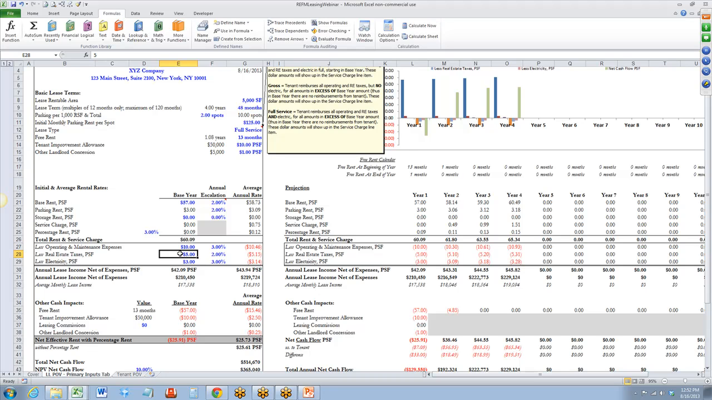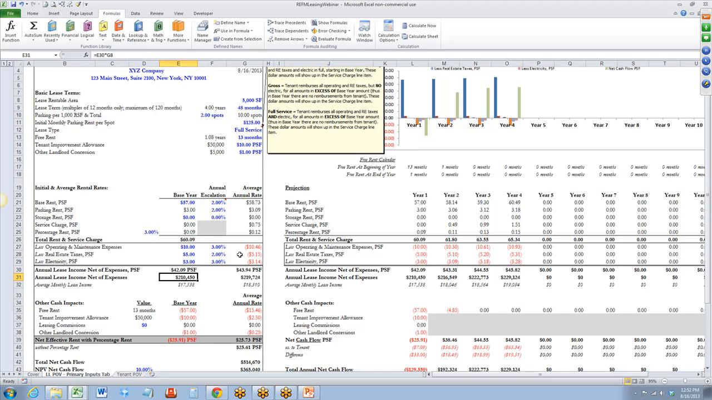And so what we'll do is we'll put in some assumptions here for $10 per square foot per year of operating and maintenance, an additional $5 for real estate taxes, and we break out electricity here separate from the operating and maintenance such that we can discretely model a gross lease. And so when we deduct that sum from our $60 a foot, the annual lease income net of expenses is $42. And so that's per square foot.